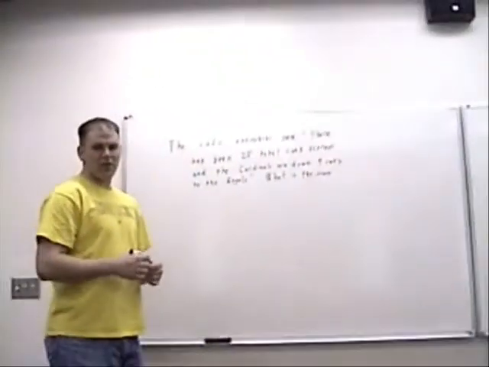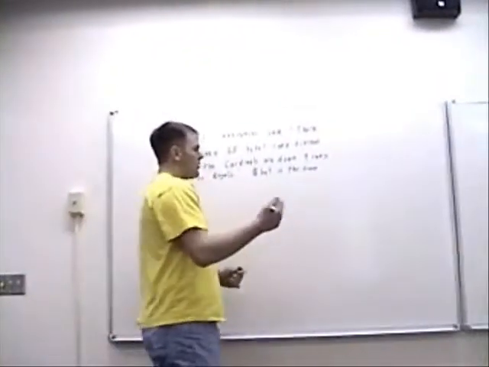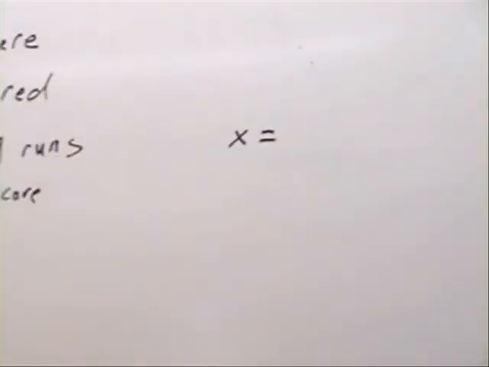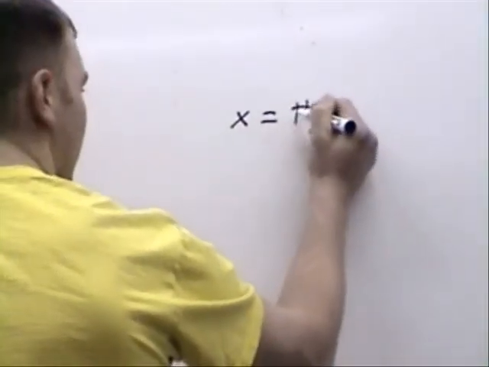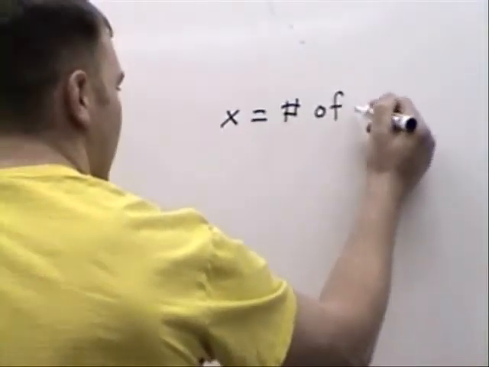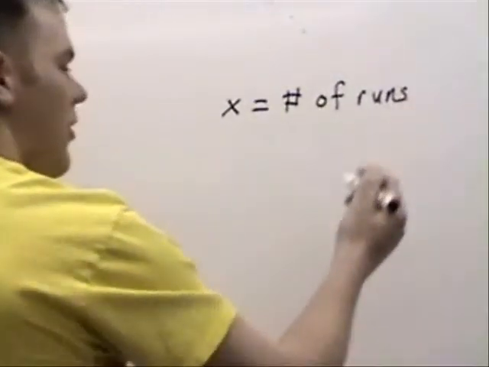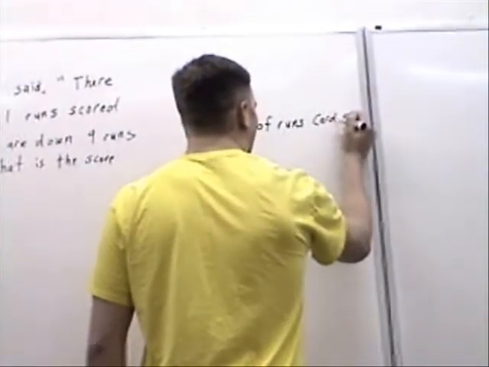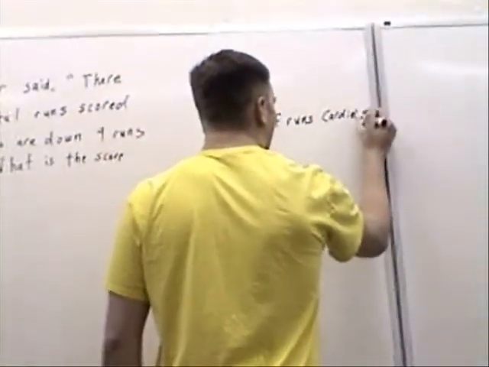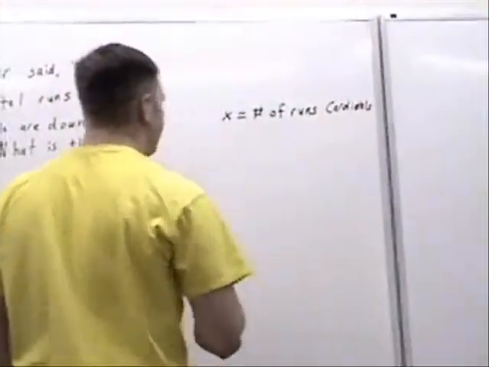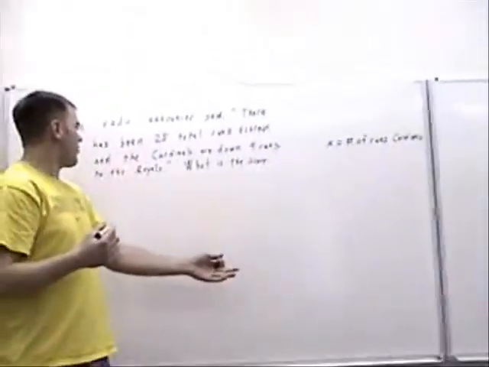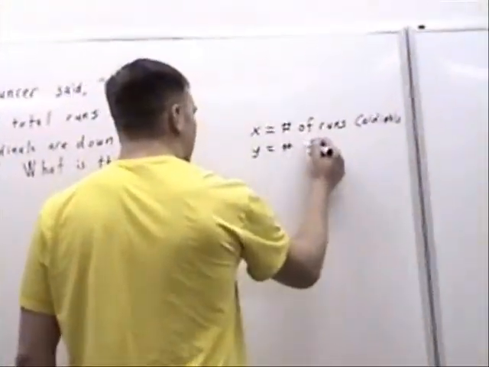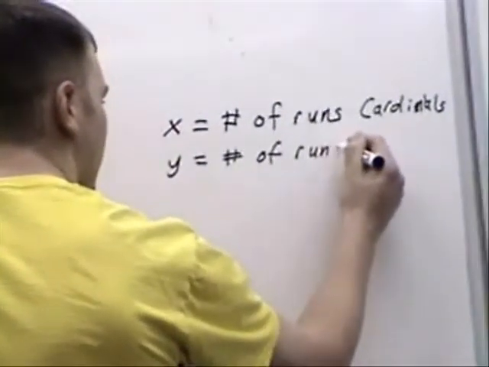To start this example, you need to declare your variables. So first, we'll say x is our first variable. We're going to declare that as the number of runs that the Cardinals have scored. Now we need to declare another variable for the Royals. So we'll say y equals number of runs for the Royals.